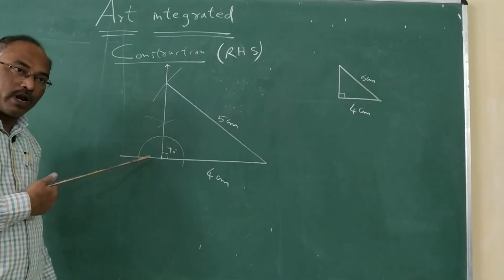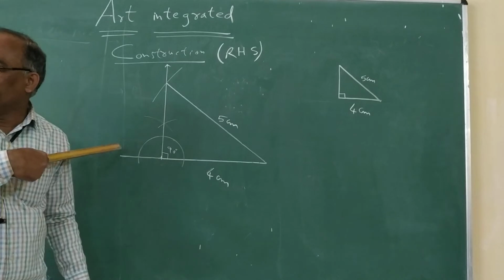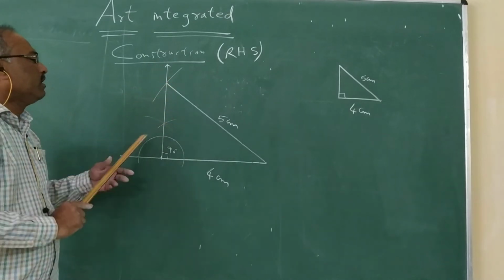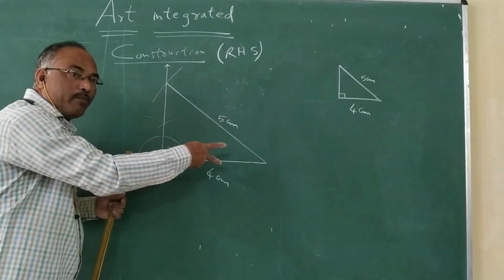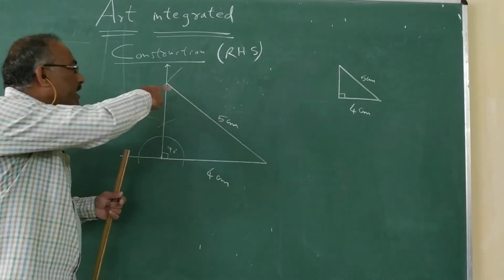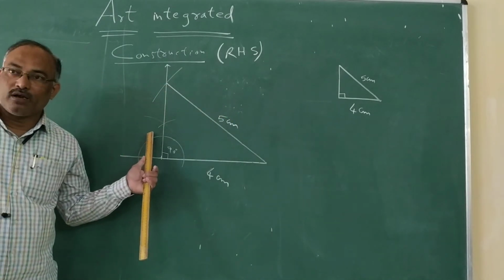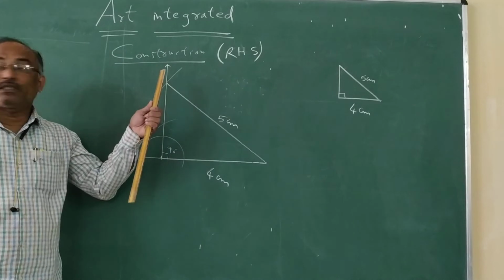You can draw with the help of a protractor. This is the best construction for 90 degrees with the help of a compass. Then the last, third step is from the other end point, take the distance in the compass and draw the arc. This is how we get the required triangle. Got the idea of RHS construction?